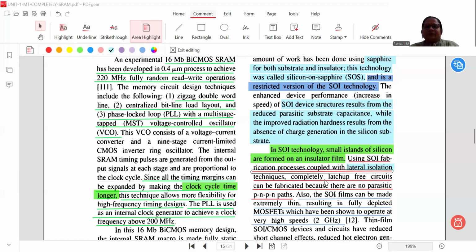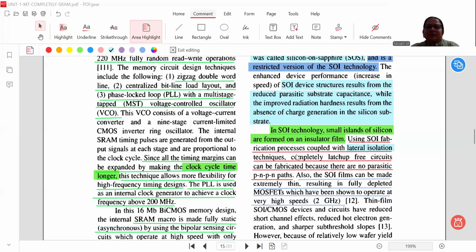Compared to silicon on sapphire technology, another extended version of that is SOI technology, in which small islets of silicon are formed on the insulator film. So above the substrate, we can see some insulating material like an island. That means small portions of insulating material can be observed on the silicon substrate. That's what silicon on insulator technology is: small islands of silicon formed on an insulator film.